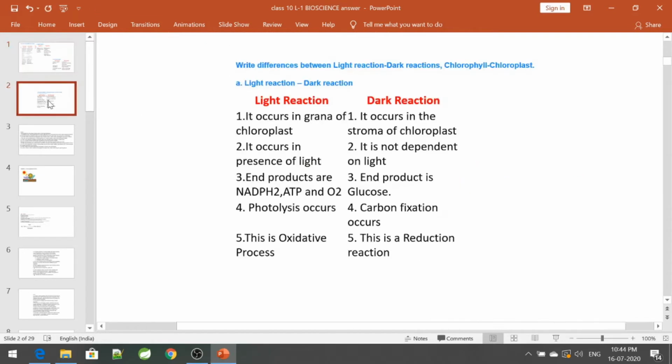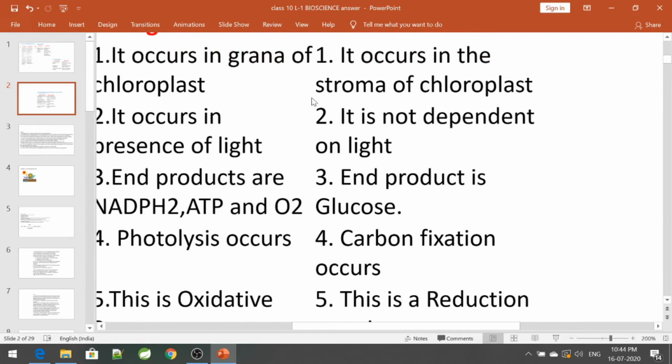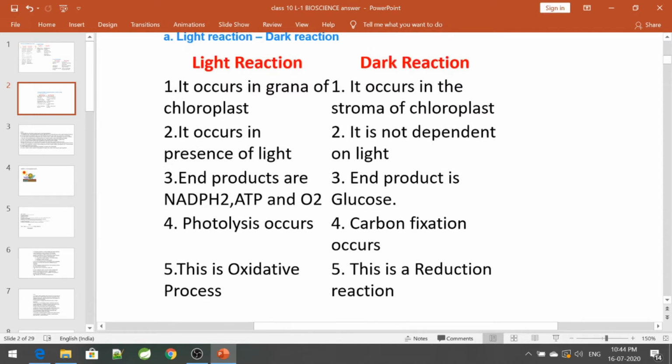Now the differences between light reaction and dark reaction. The light reaction occurs in the grana of the chloroplast, whereas the dark reaction occurs in the stroma of the chloroplast. Second point, the light reaction occurs in the presence of light, so it depends on light. The dark reaction is not dependent on light.